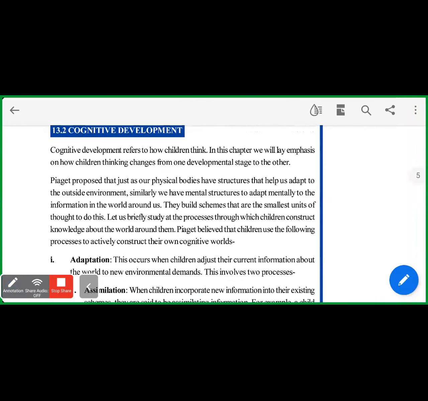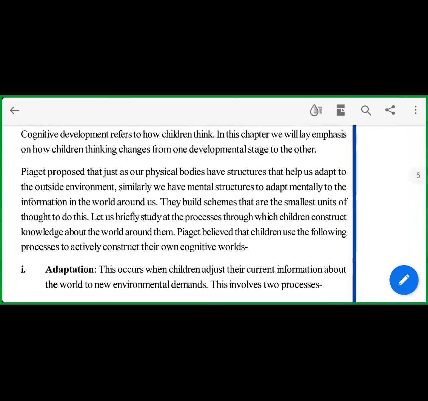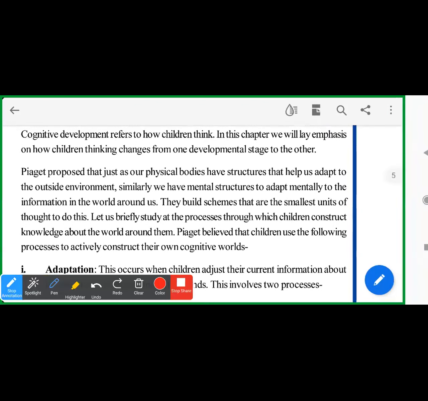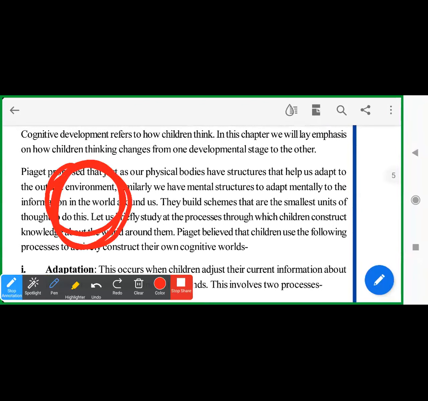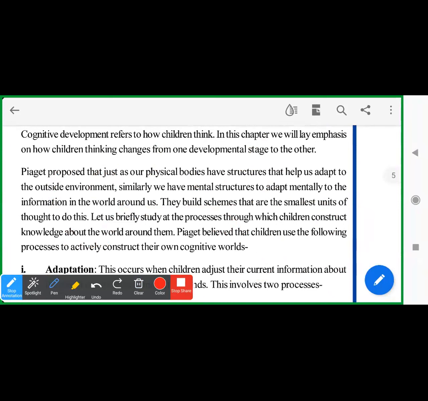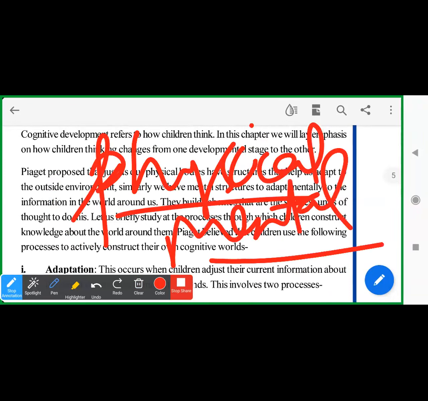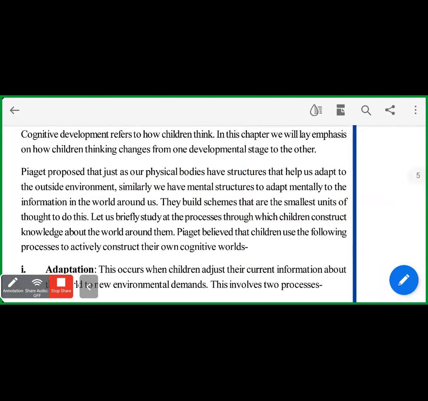Okay, so cognitive development refers to how children think. In this chapter, we will lay emphasis on how children think. Thinking changes from one developmental stage to another. This I've already told you. If the baby is between 2 to 6 years of age, or 6 to 12 years of age, the things will entirely change, right? What all things will be changed? The physical body is also changing and the mental cognition, or the mental processes, are also changing.